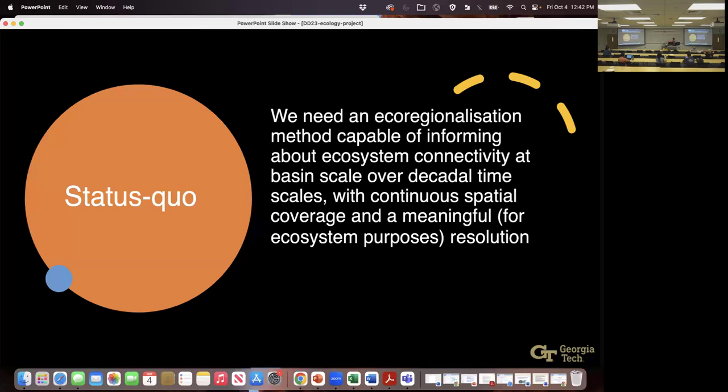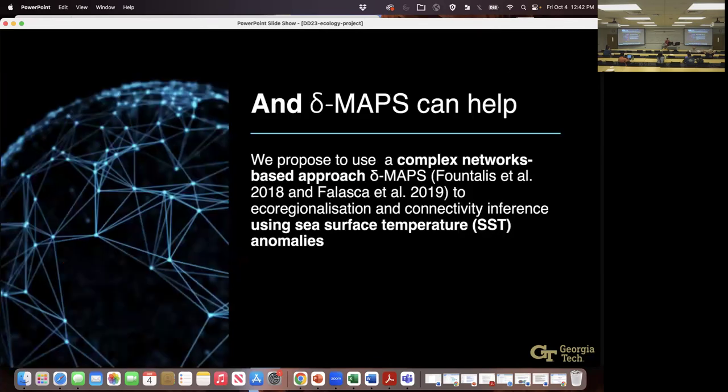So essentially, we need a system that is able to inform us about connectivity at basin scales and on time scales that are of the order of several decades. We propose an approach called Delta Map that initially was not at all thought for this kind of application. It was developed to identify teleconnections in the atmosphere. Teleconnections is essentially how the atmosphere transfers, through Rossby waves and Kelvin waves, information about changes in winds and changes in atmospheric patterns from one region to the next.